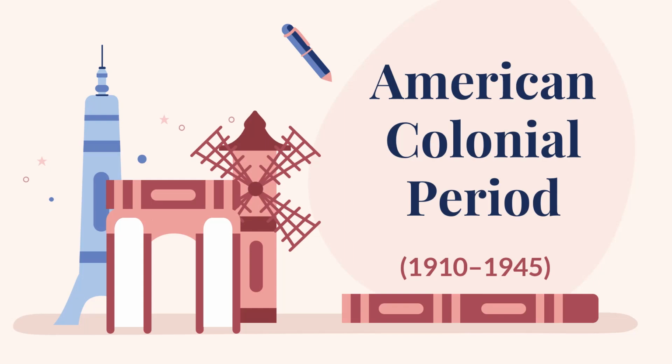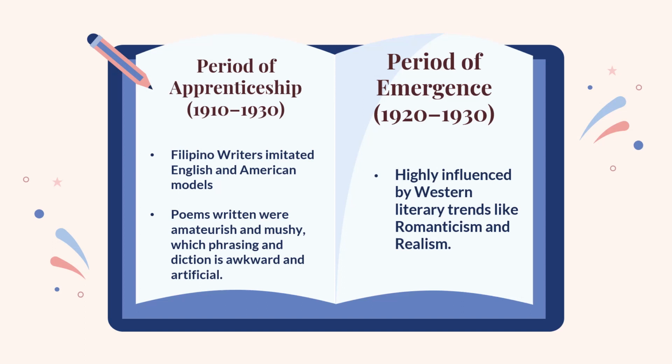The fourth one is the American colonial period, from 1910 to 1945. The American colonial period is divided into two. The first one is the period of apprenticeship, from 1910 to 1930, where Filipino writers imitated English and American models, and poems written were amateurish and mushy, with phrasing and diction that is awkward and artificial. The second one is the period of emergence, from 1920 to 1930, highly influenced by Western literary trends like Romanticism and Realism.